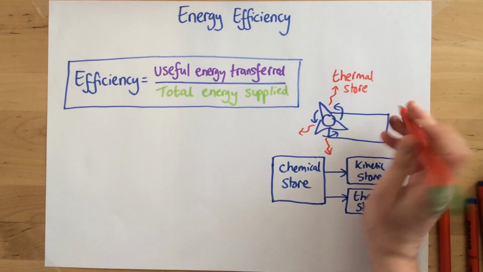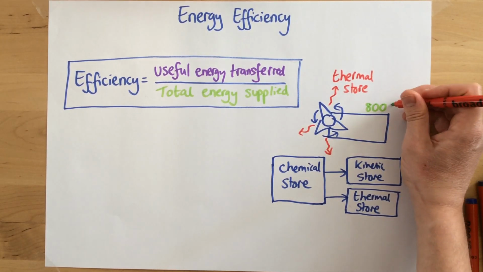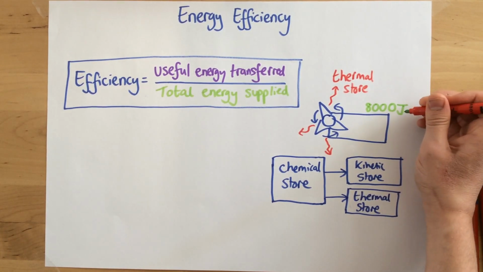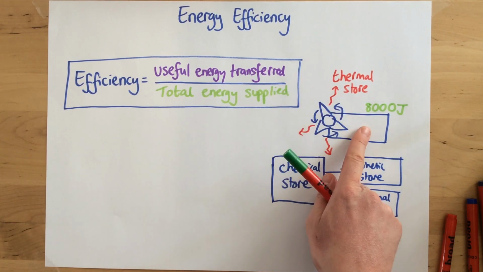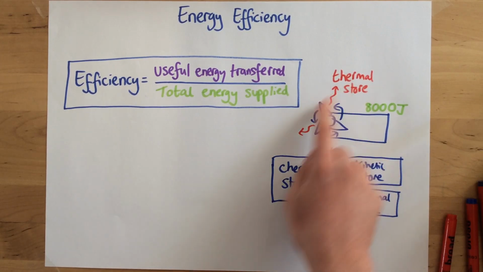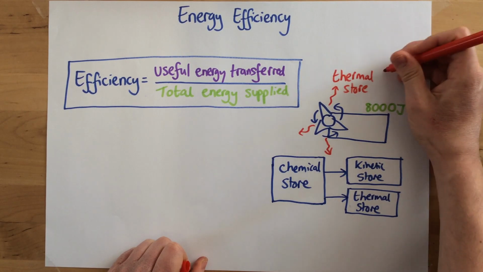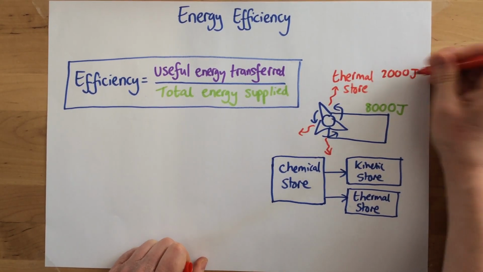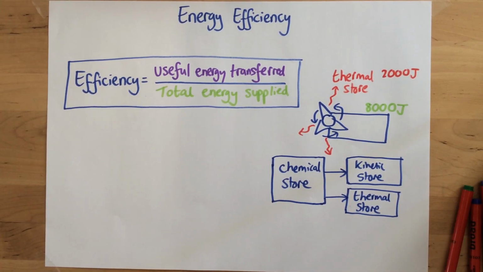Now let's imagine that within this battery, we're supplying this fan with 8,000 joules of energy. So that is the total energy which is being supplied to this battery powered fan. Now let's imagine 2,000 joules of energy is transferred to the thermal store. So what we've got to do now, with this information, is figure out what is the efficiency of this battery powered fan.